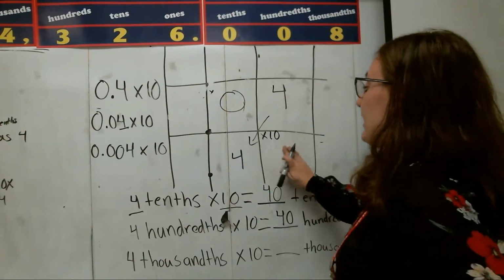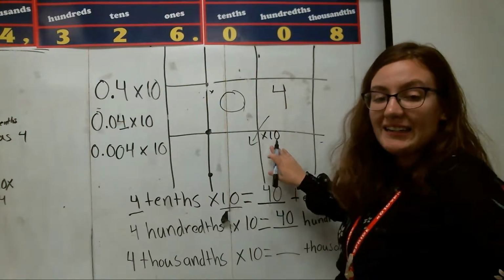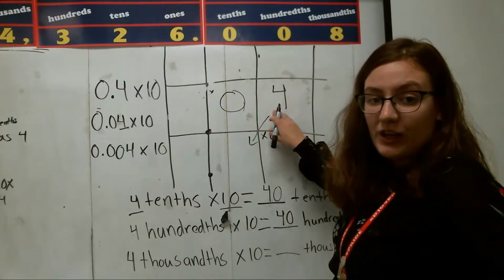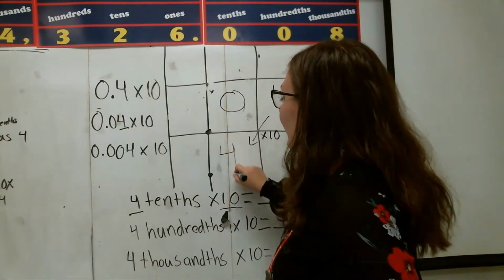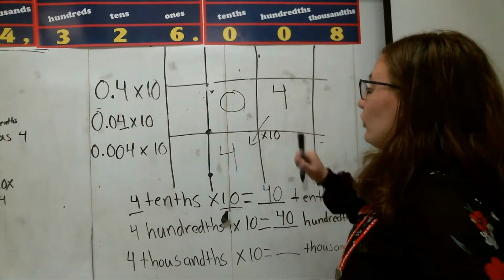Another way you can think about this is you can just simply look at your place value chart and think about what is 10 times larger than 4 hundredths. 4 tenths would be 10 times larger than 4 hundredths.